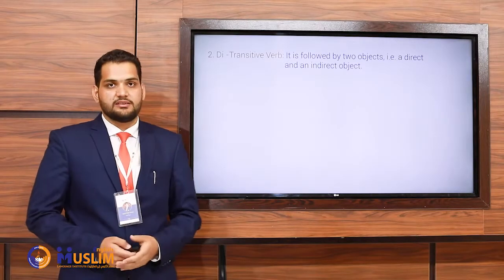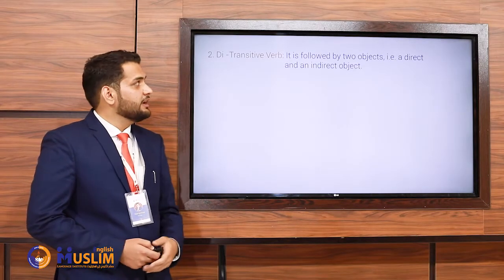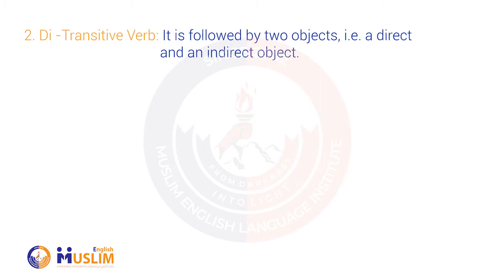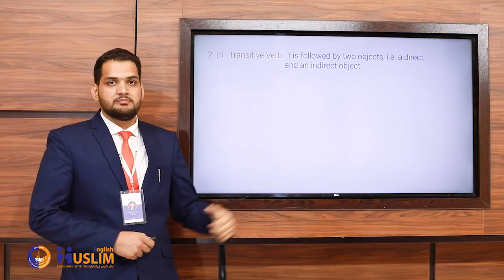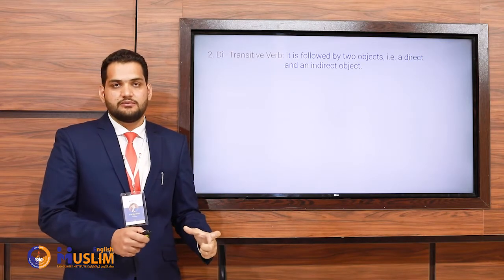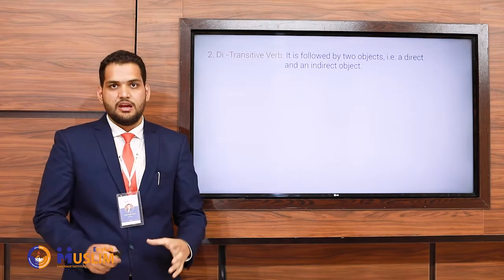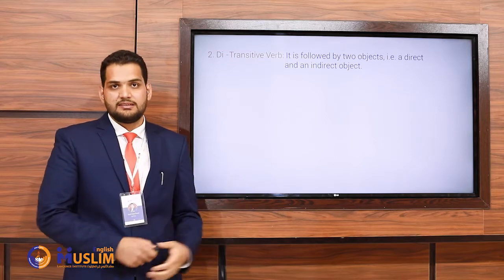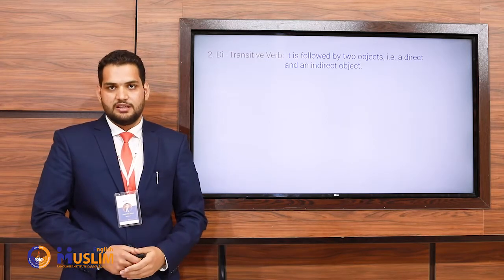What is a ditransitive verb? It is followed by two objects, that is, a direct object and an indirect object. The word di means two. After a ditransitive verb, we use two objects. One of them is direct object and one of them is indirect object.